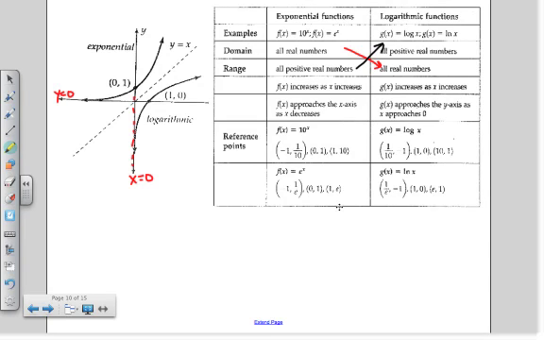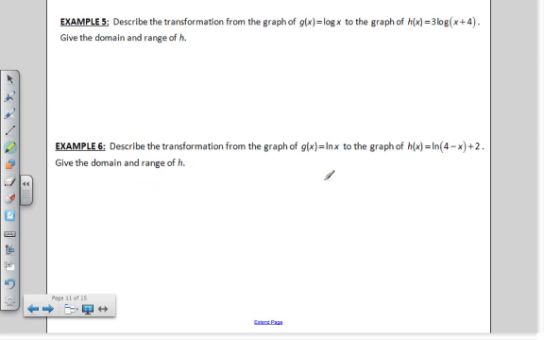And okay, and then here's some sample points for you. So it just gives you some stuff to look at. All right, so now we're going to look at doing transformations.